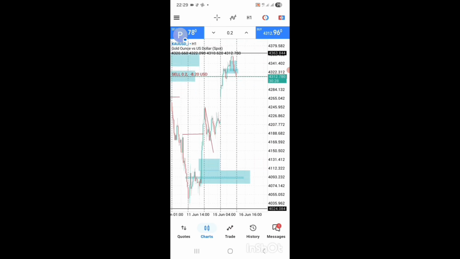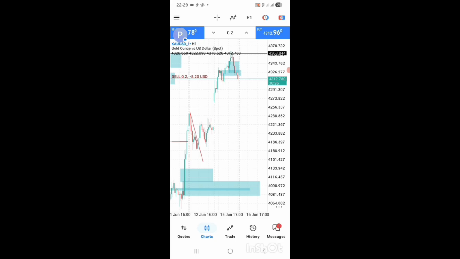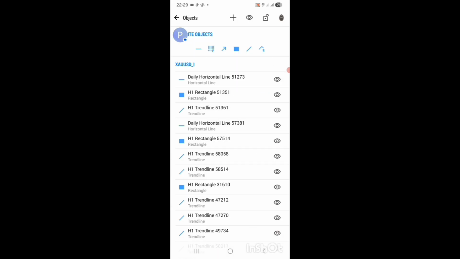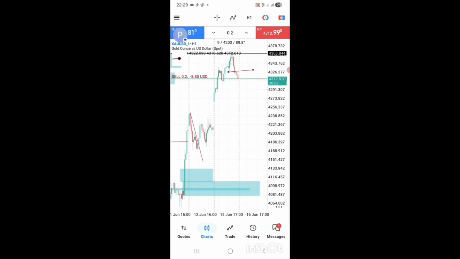Also, why I'm taking a sell is that price has now broken structure once again to the downside. So let's sell and see what it does.